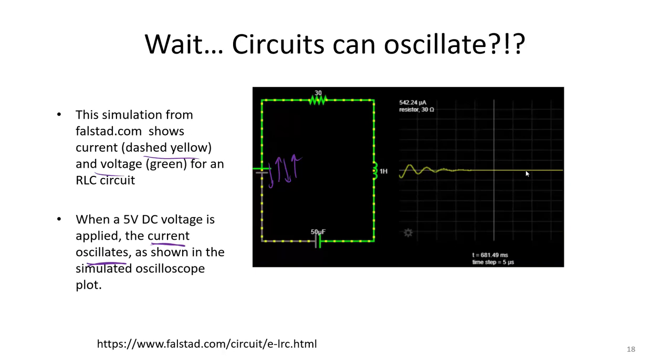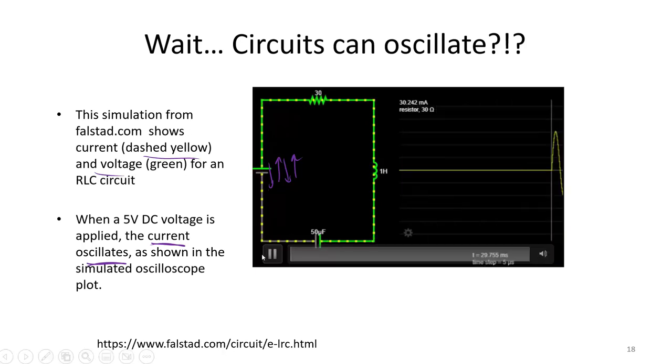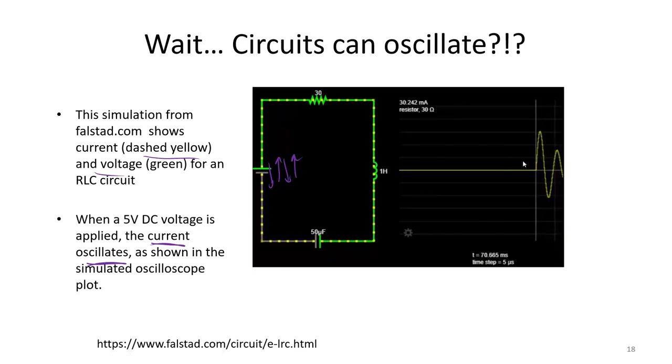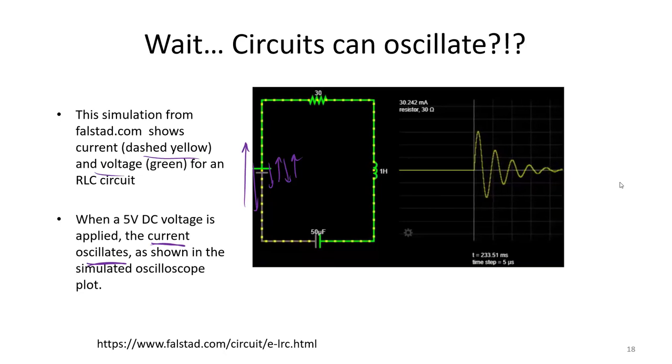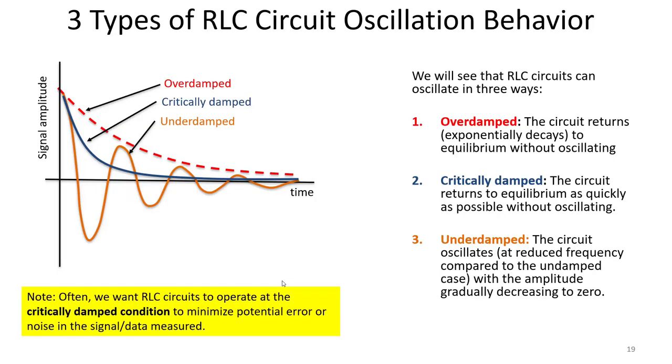So that's why we call this behavior damped harmonic motion or an oscillating circuit, because the current is actually moving back and forth, and eventually returning to a stable value. It turns out that these second-order circuits can have three possible types of oscillations. The first case is what's called overdamped behavior.